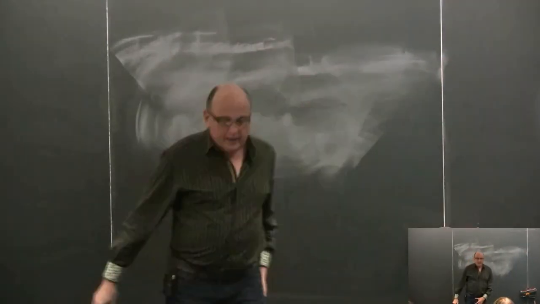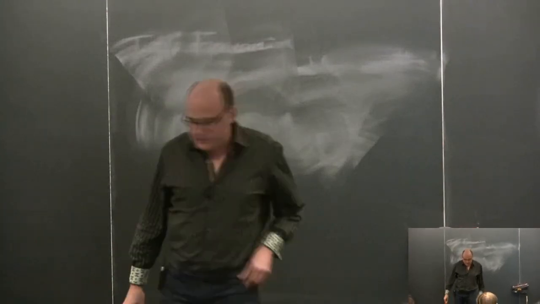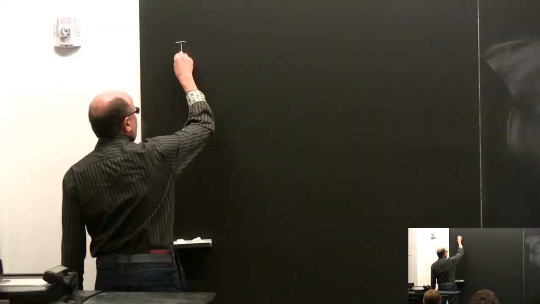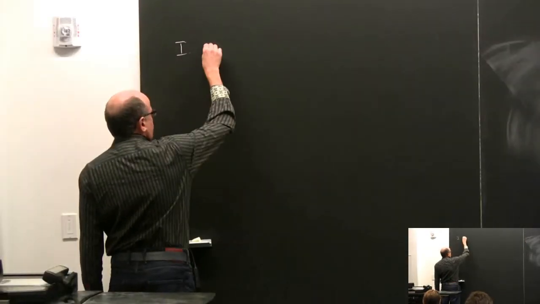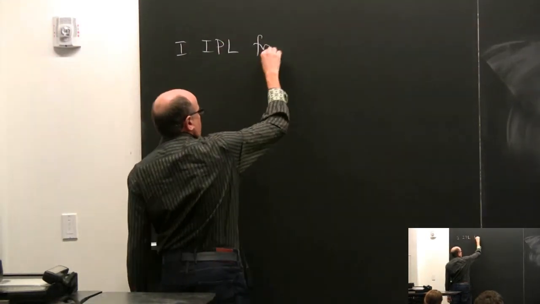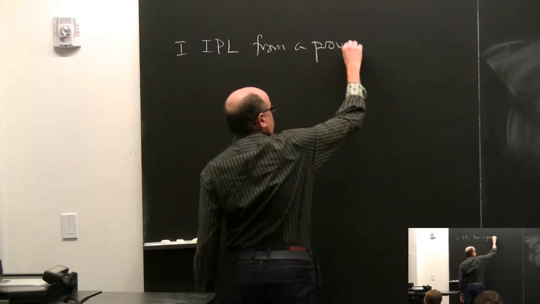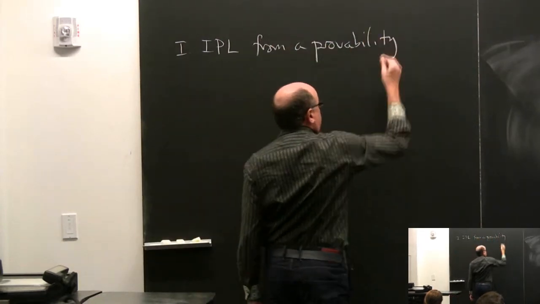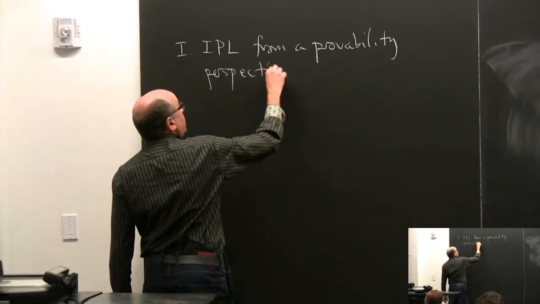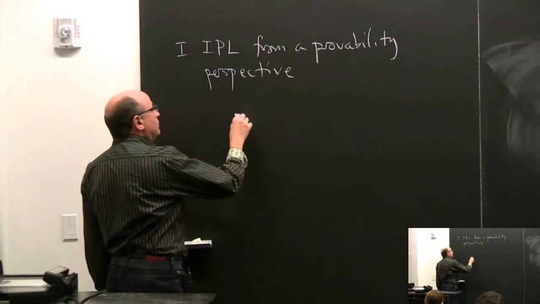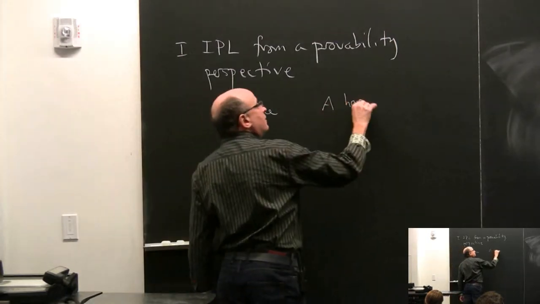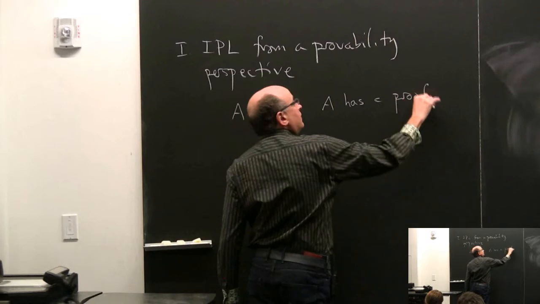All right, so where were we? What we were doing last week is, in part one, I was looking at intuitionistic propositional logic from what I'll call a provability perspective. This is a traditional logic point of view where we had the basic judgment, A true, meaning that A has a proof, so it is provable.